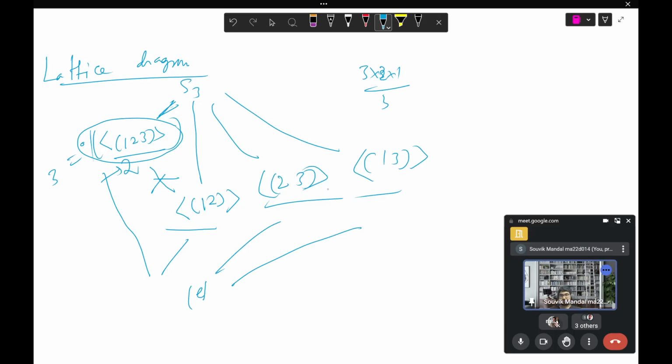Okay. And in between there is a straight line. It means that there is no subgroup between S3 and 1, 2, or 1, 3, whatever. So between any line, there will be no other subgroups. So that is the lattice diagram. Do you understand?